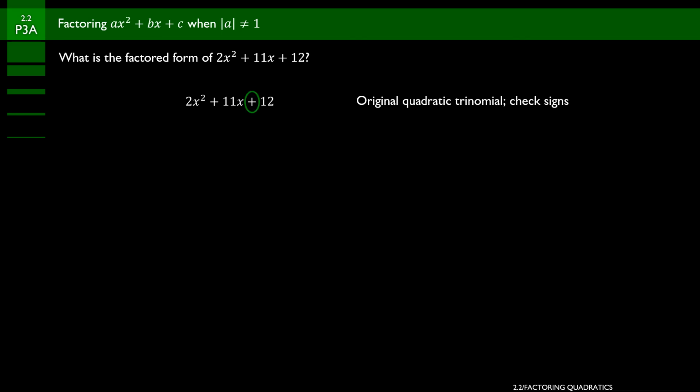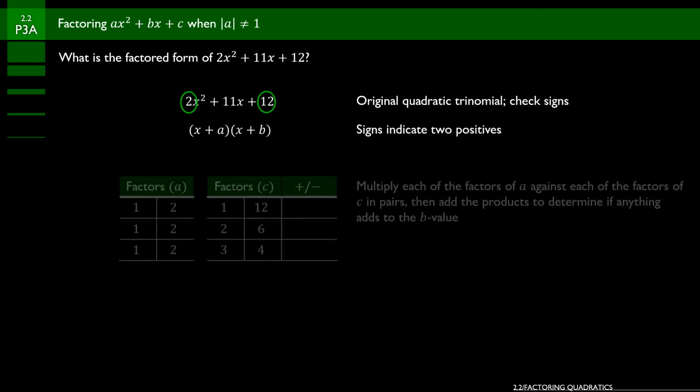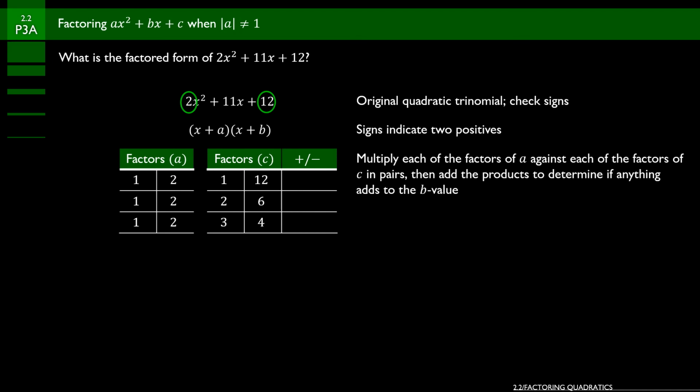So the factors of 2 are 1 and 2. Then we're going to look at the factors of 12, which are 1 and 12, 2 and 6, and 3 and 4. What we have to do is we have to multiply each of the values of a against each of the values of c. And then because we've got the same sign in both factors, we're going to add those together. So we're going to start with 1 times 1 gives us 1, and 2 times 12 gives us 24.